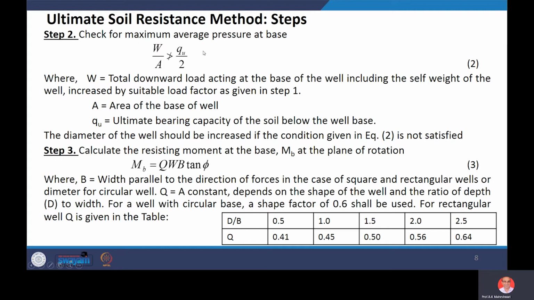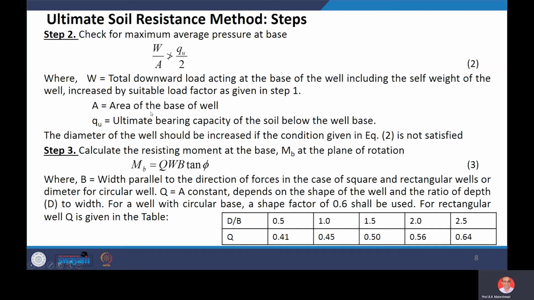What is Qu here? Ultimate bearing capacity of the soil below the well base. Once you get the ultimate bearing capacity of the soil below the base, half of that, that is the factor of safety 2 for ultimate bearing capacity, will be your safe bearing capacity. Then the pressure coming at the base should not be more than that. So this is the first step.